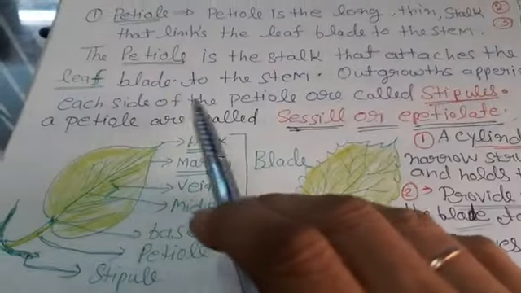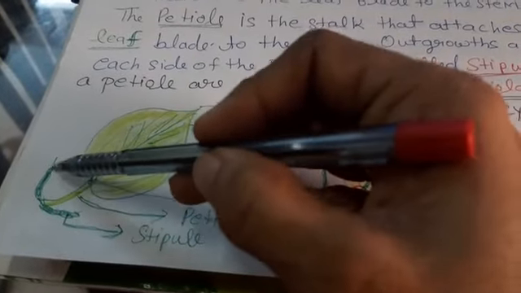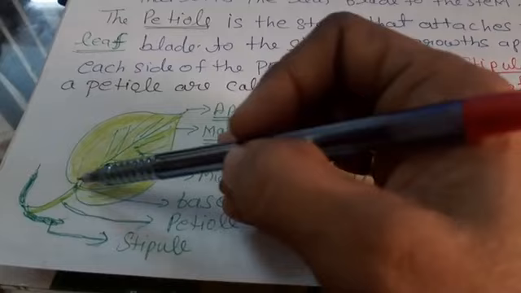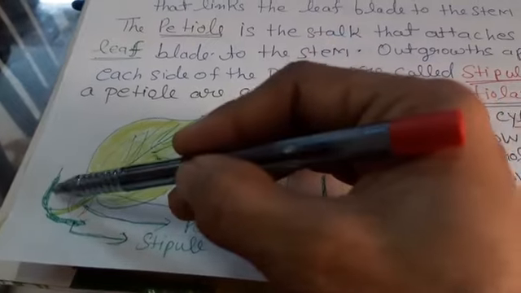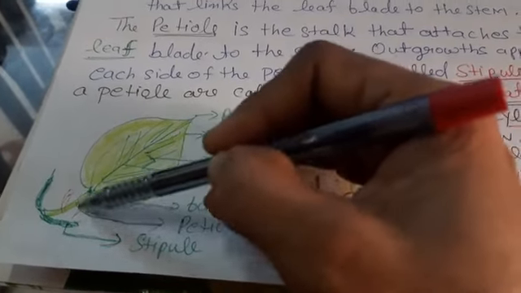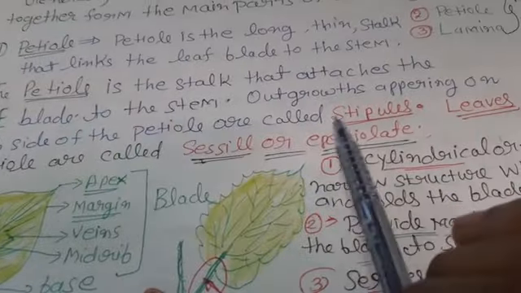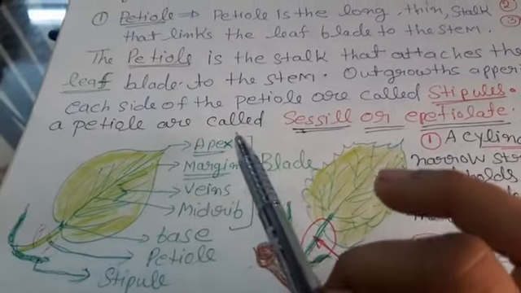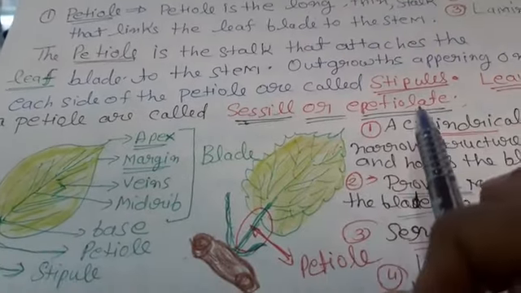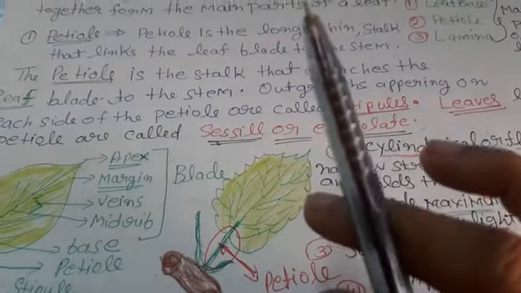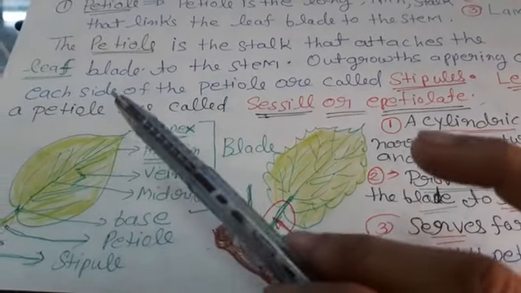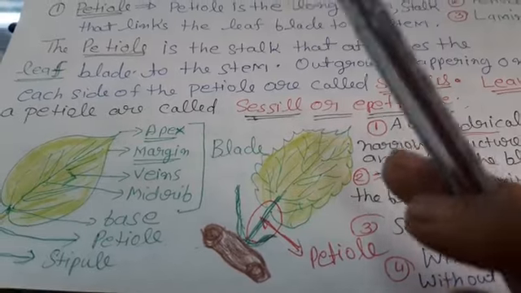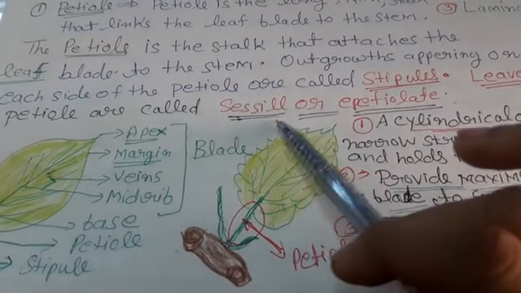The outgrowths appearing on each side of the petiole are called stipules. Here we can see this in the diagram. Leaves lacking a petiole are called sessile or epetiolate. In a leaf where the petiole is absent, the leaf is called sessile or epetiolate.